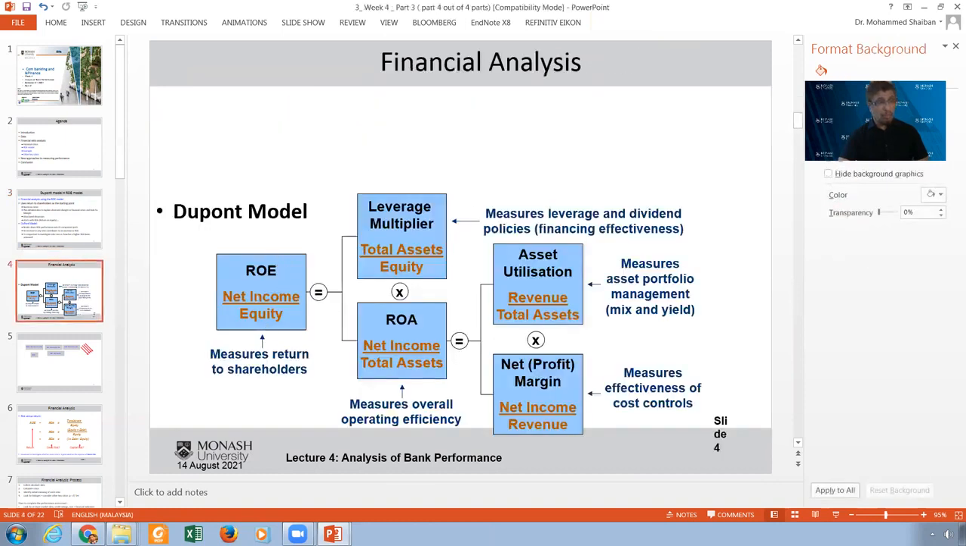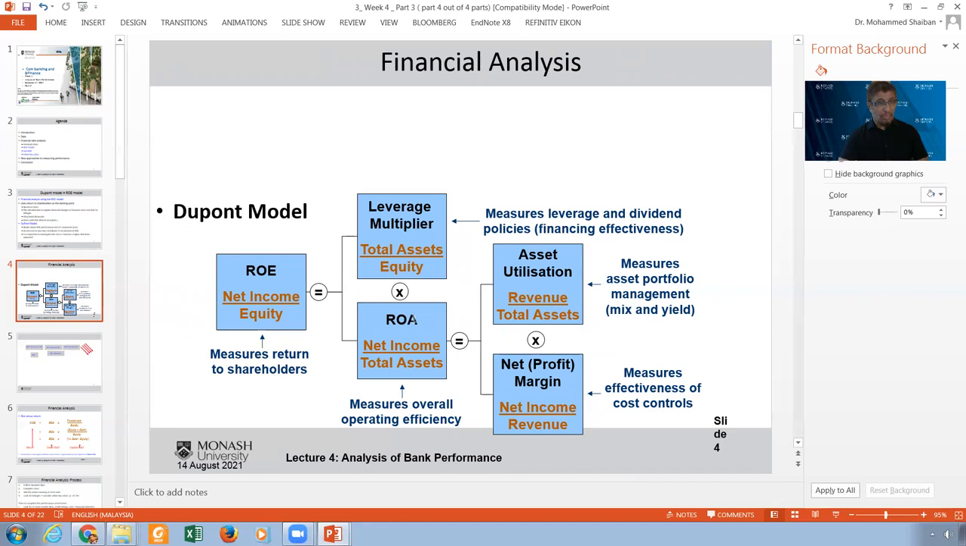We have the ROE, which is net income over equity, or net income over total assets times total assets over equity. This breaks down to the leverage multiplier. The leverage multiplier measures leverage and dividend policies, which comes under financing effectiveness. It measures our capital, because we want to see how much total assets there are relative to our capital. Of course, we don't want it to be very high, so that the equity is very small and we don't have a buffer.